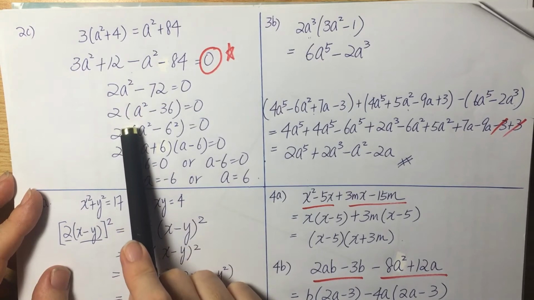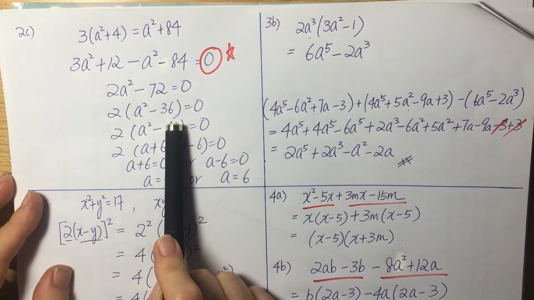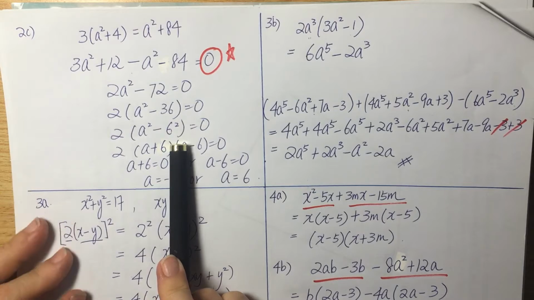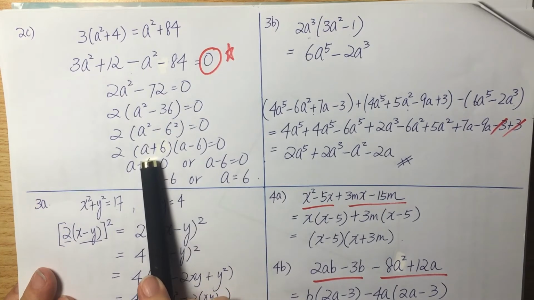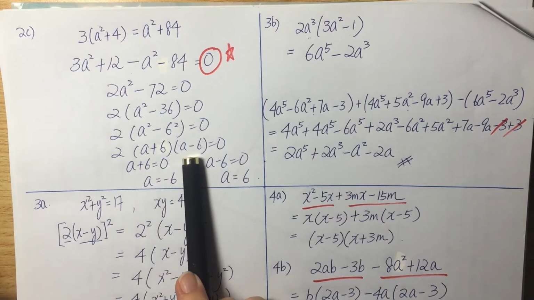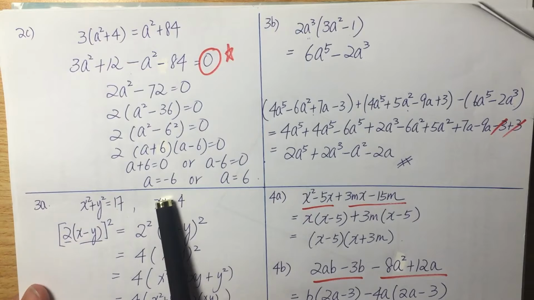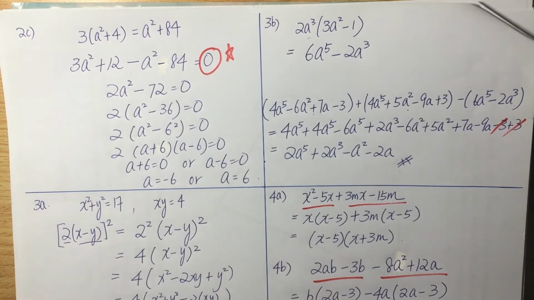So 2 is a common factor, bring it out, so you have 36. 36 is 6 squared. So you have a squared minus b squared. So you factorize it to be (a plus b)(a minus b). And so you have a equals negative 6 or a equals 6.